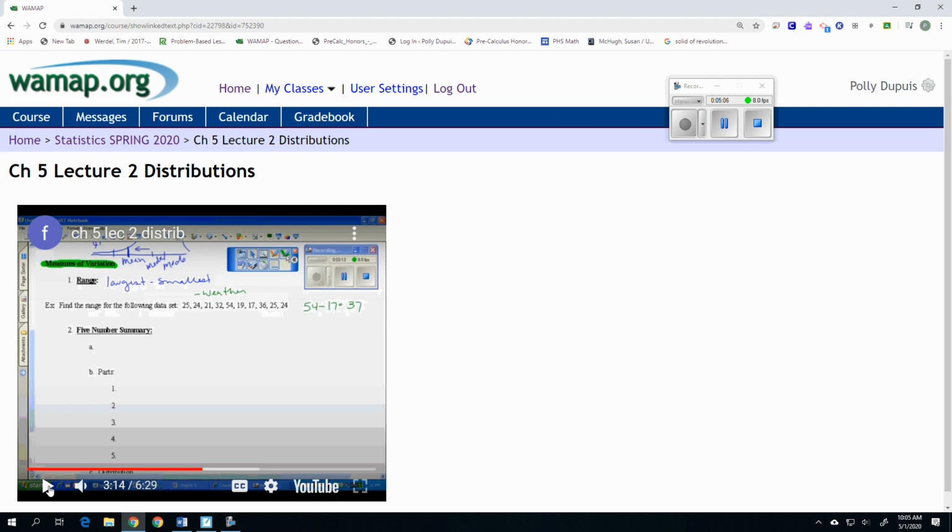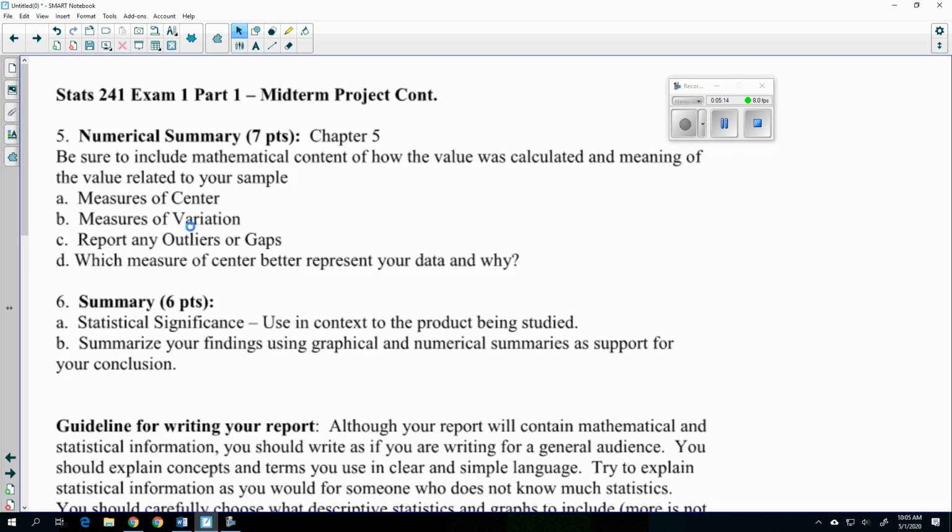Don't do that, okay? Also, your report needs to look like the format that we have here. So we just got done talking about the outliers, measure variation, and then which measure of center is best. Some of you said mean. Well, that's not going to get you very many points because it's the reasoning behind it that we are most interested in. Okay, the summary.